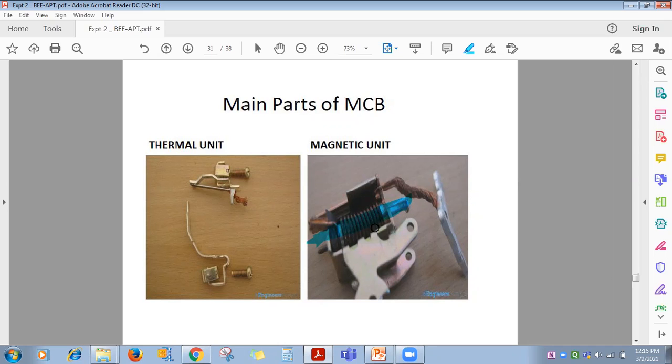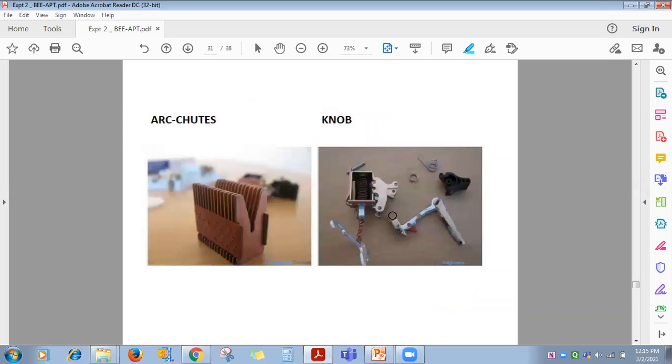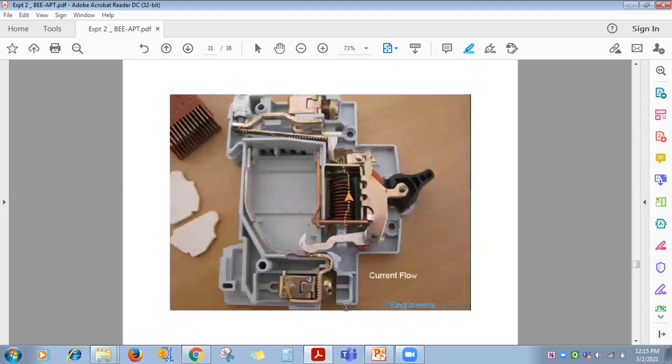See, in case of short circuit, current above the rated value will pass through this coil. So the magnetic field produced is sufficient to push that plunger, and because of that plunger and spring arrangement, the latch opens and the switch comes to the off position. So the fixed contact is there, the movable contact is there. See here, this one, fixed and movable contact.